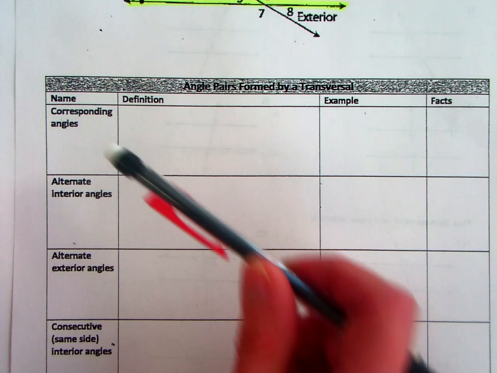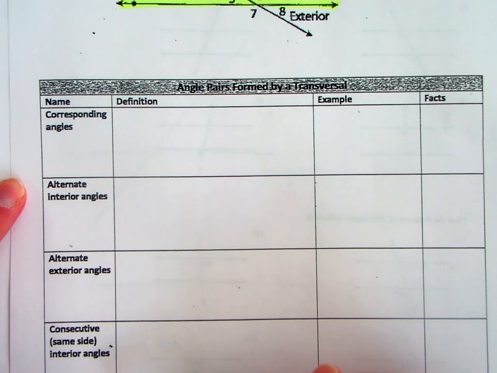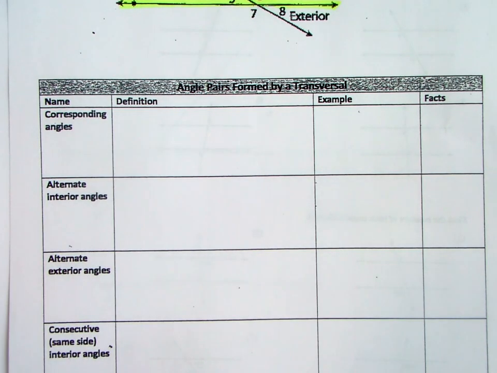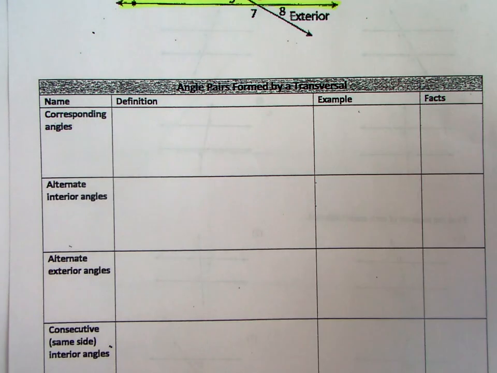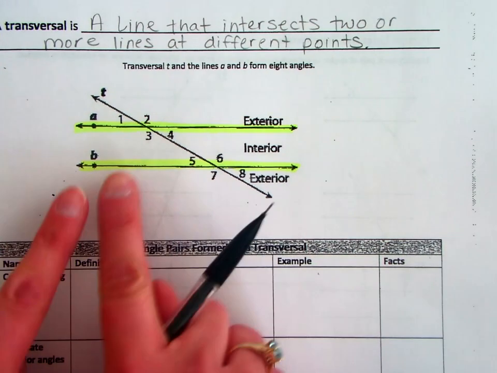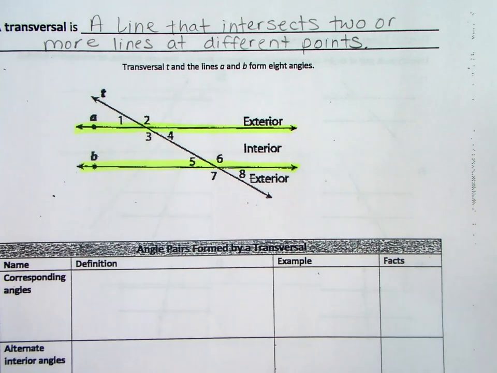But no matter which direction or which way your transversal is going, as long as you have the parallel lines, these definitions that we talk about at the bottom, the relationship is always the same. Okay, so it works for however the diagram is drawn. Just with the two parallel lines, a transversal going through it.